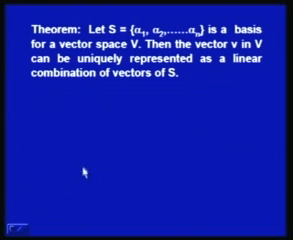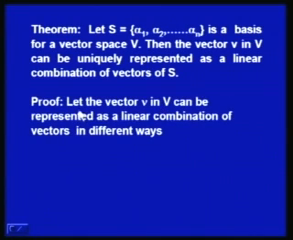Now, the next theorem says: let S be a set consisting of n vectors, and let S be a basis for a vector space V. Then any vector v in V can be uniquely represented as a linear combination of vectors of S. So, if we have a basis, then the vector v in V can be uniquely represented as a linear combination of vectors of S. Now, to prove this, let the vector v in V be represented as a linear combination of vectors in two different ways.